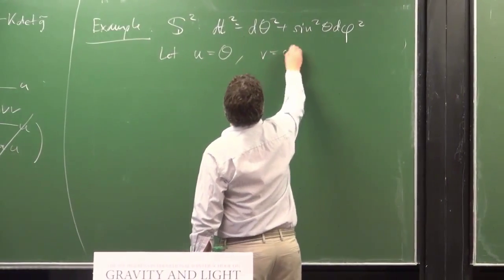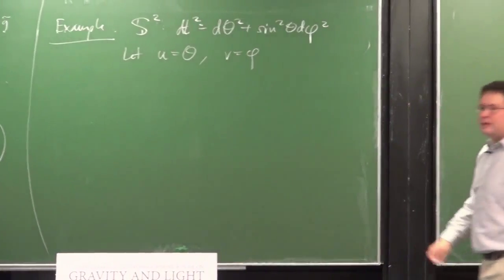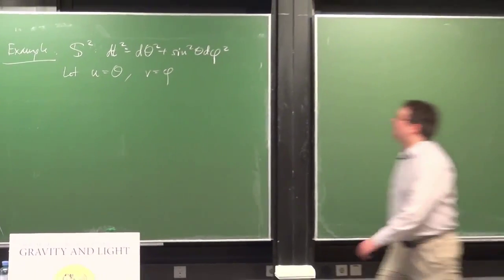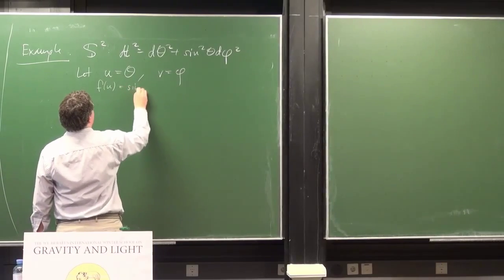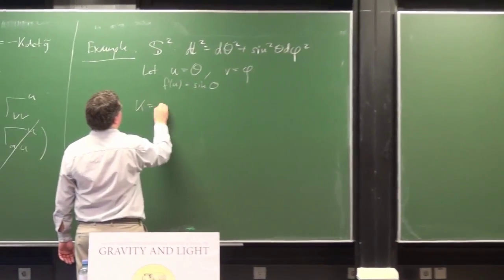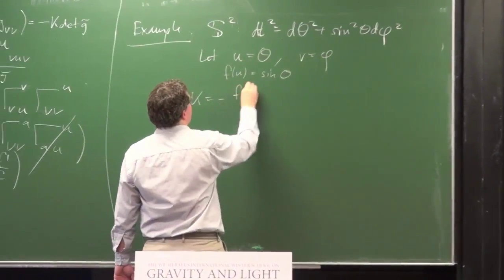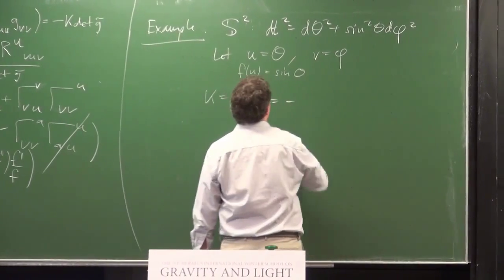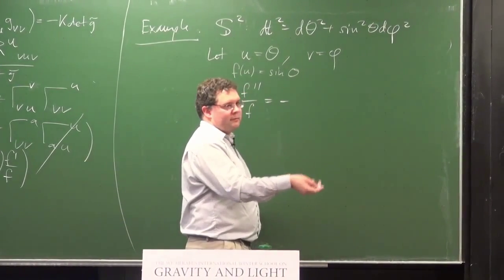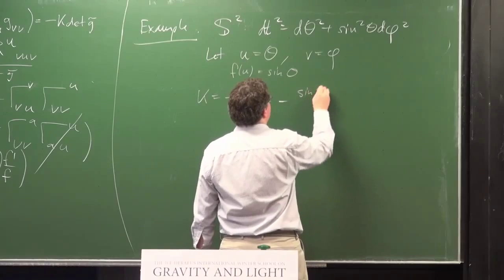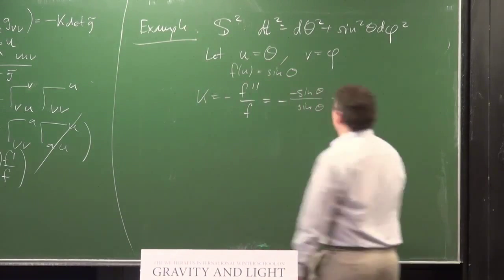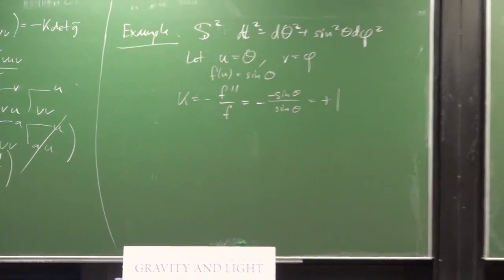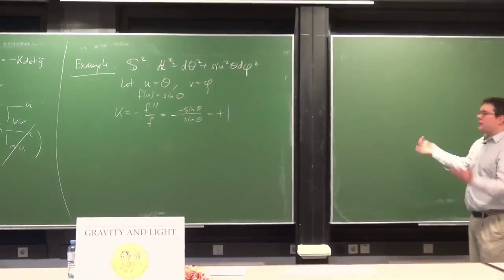Anyway, sorry. So u is theta, v is phi. F of u, our strange function f, is just sine theta, right? So the Gaussian curvature, according to the lemma, is minus f double prime divided by f. So it's minus sine, cos, minus sine, right? So it's minus minus sine theta divided by sine theta. So indeed it is plus 1 as expected. Okay, so it makes sense, right?